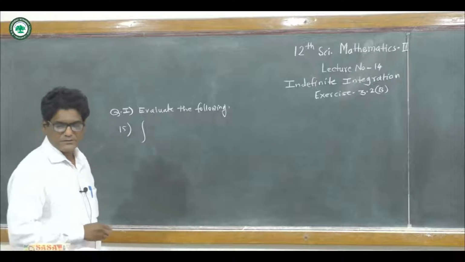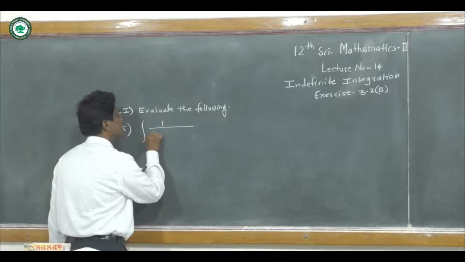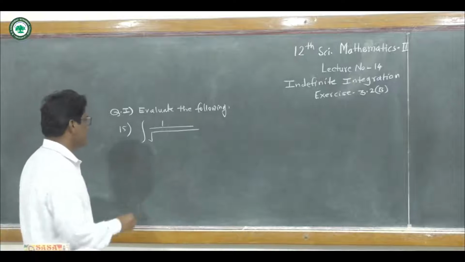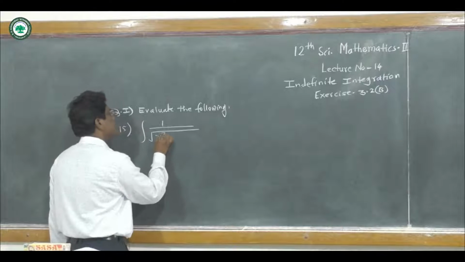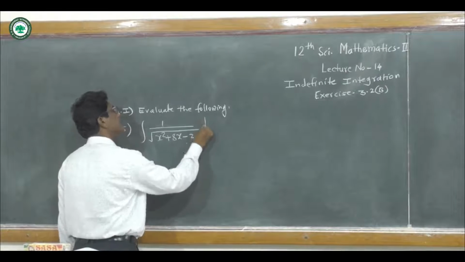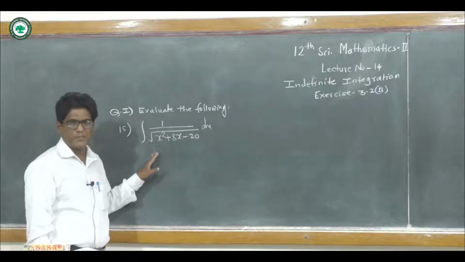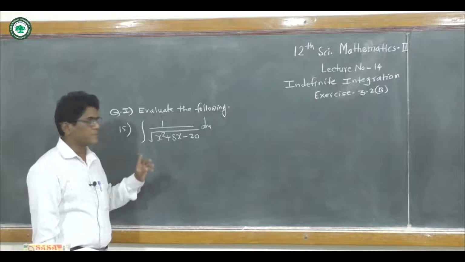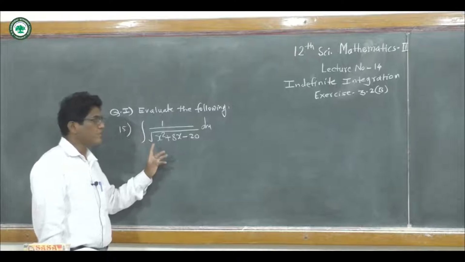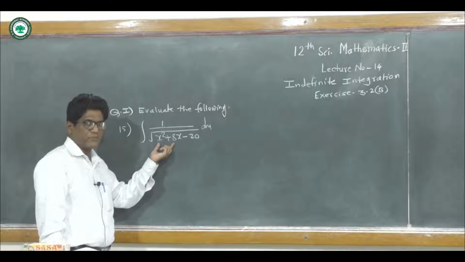Problem number 15: integration of 1 upon under root of x square plus 8x minus 20 dx. Now here we have to convert this problem into standard form, that is integration of 1 upon under root of either x square plus a square or x square minus a square. So for that purpose we complete the square.